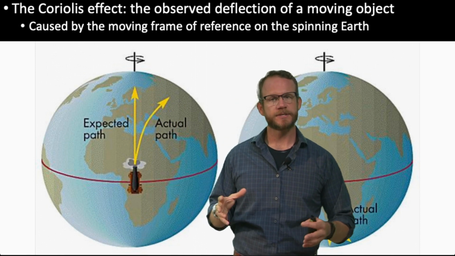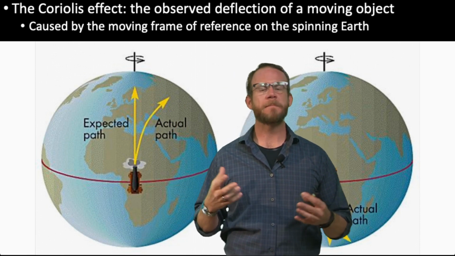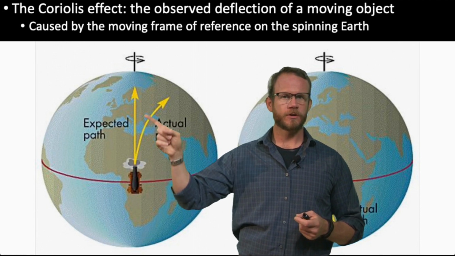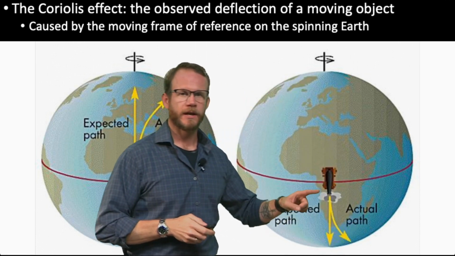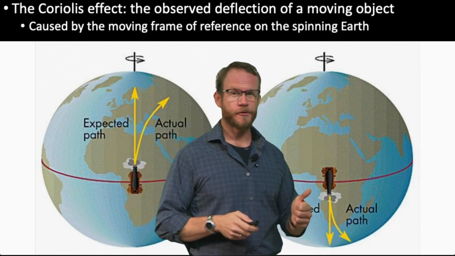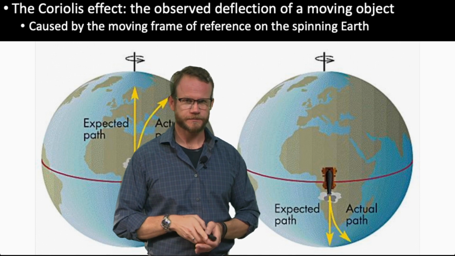So importantly, this observed apparent deflection is Coriolis effect. Things appear to curve to the right in the northern hemisphere and the left in the southern hemisphere. You got to remember that. Right in the northern hemisphere, left in the southern hemisphere.